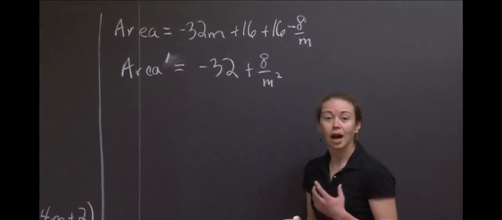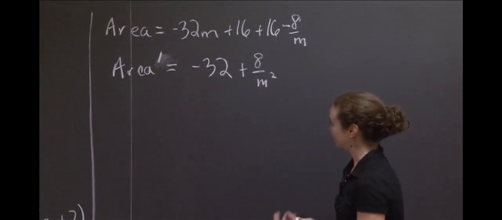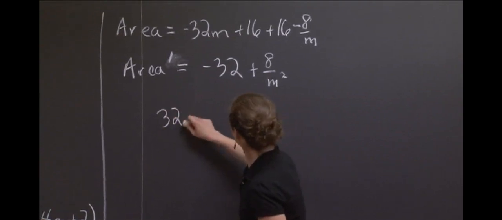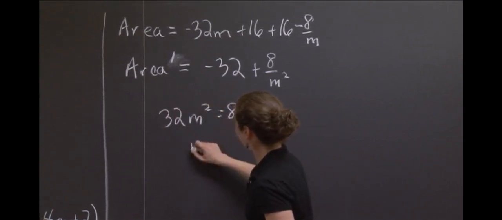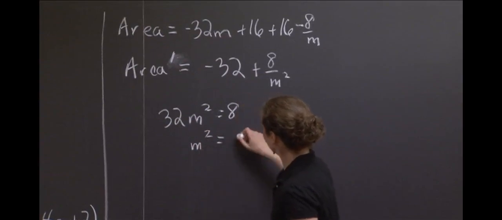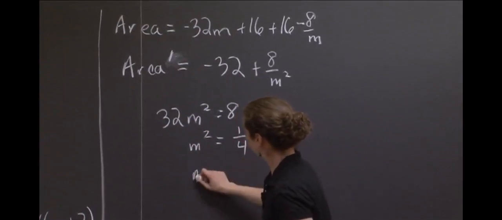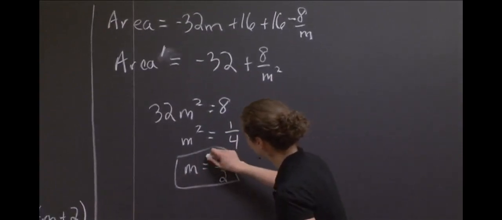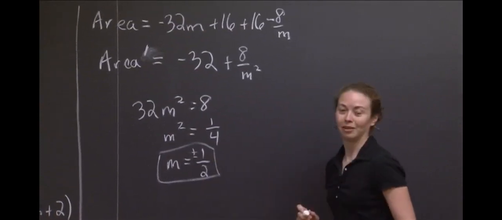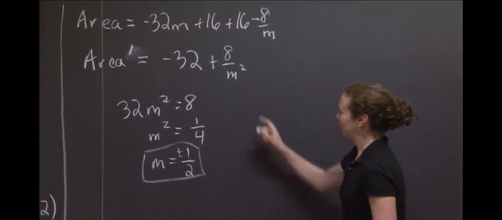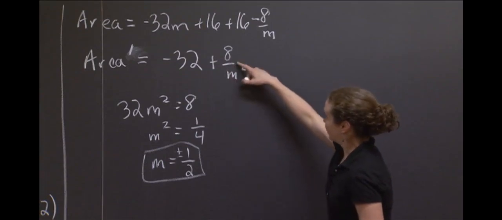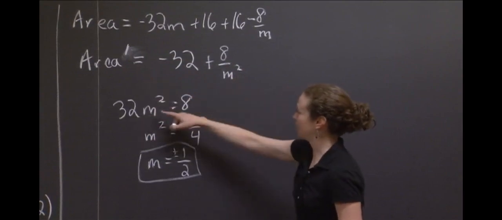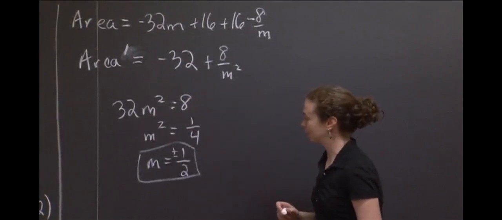Optimizing, we want to set the derivative equal to 0. So if I set the derivative equal to 0 and solve, I get 32 m squared equals 8, or m squared is equal to 8 over 32, which is 1/4, or m is equal to 1/2. Or I should say plus or minus 1/2. We need to be aware, I would run into problems if I didn't put the minus. So solving this problem, what did I do? I set area prime equal to 0, move the 32 over, multiply by m squared, do some algebra, and I get m is equal to plus or minus 1/2.